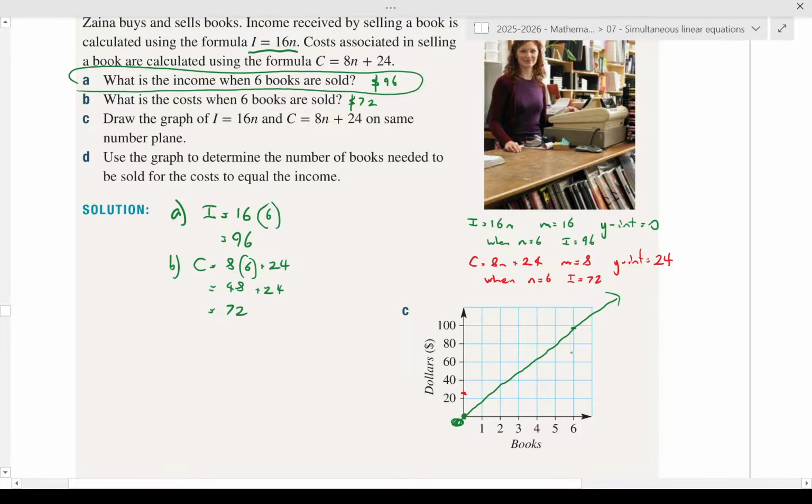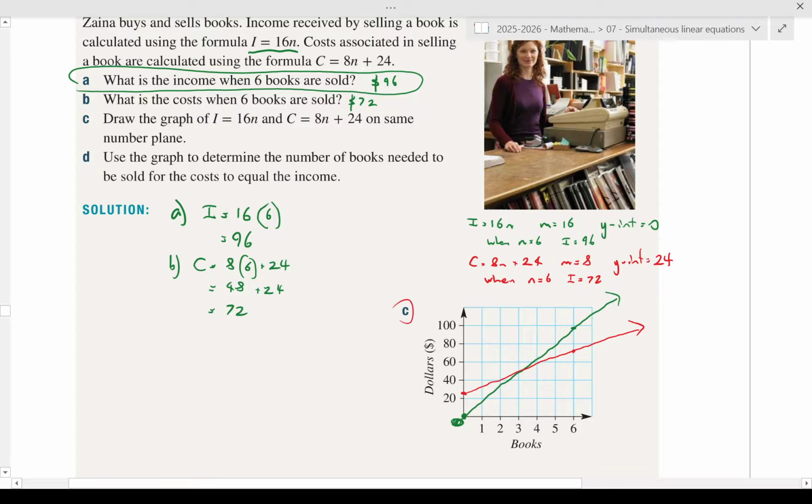So 70 would be halfway, so it's just above halfway. I'm going to go about there. If I draw my line now, hopefully I'll be able to, yeah, that's pretty good. You can see that those two graphs cross. So I've now done question C.